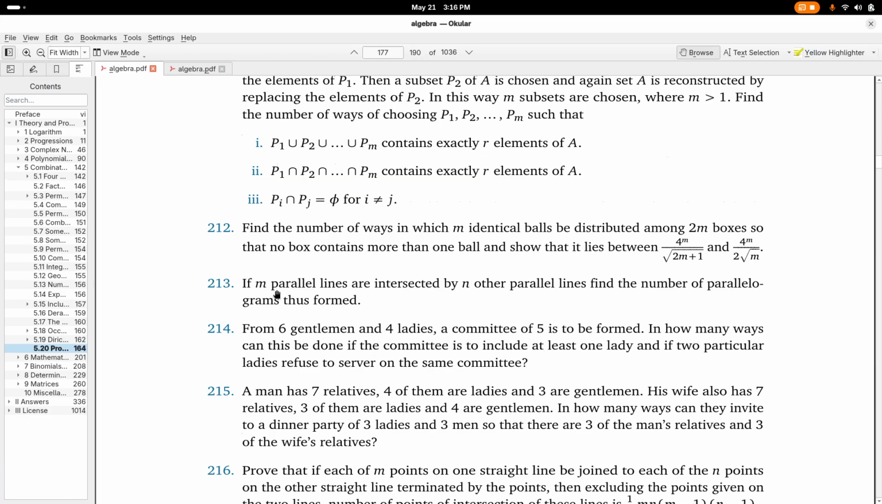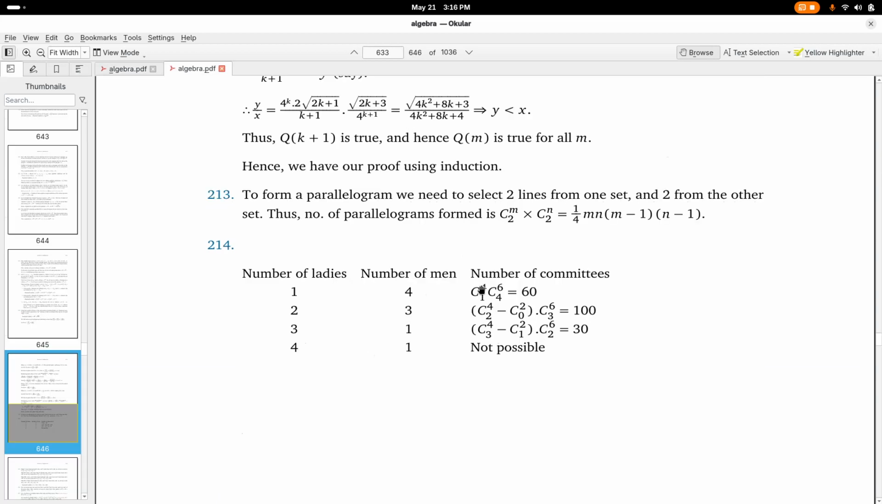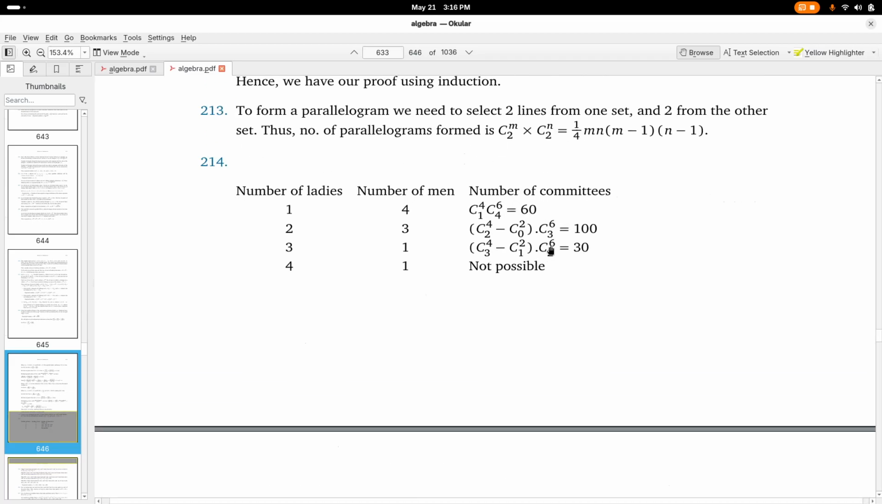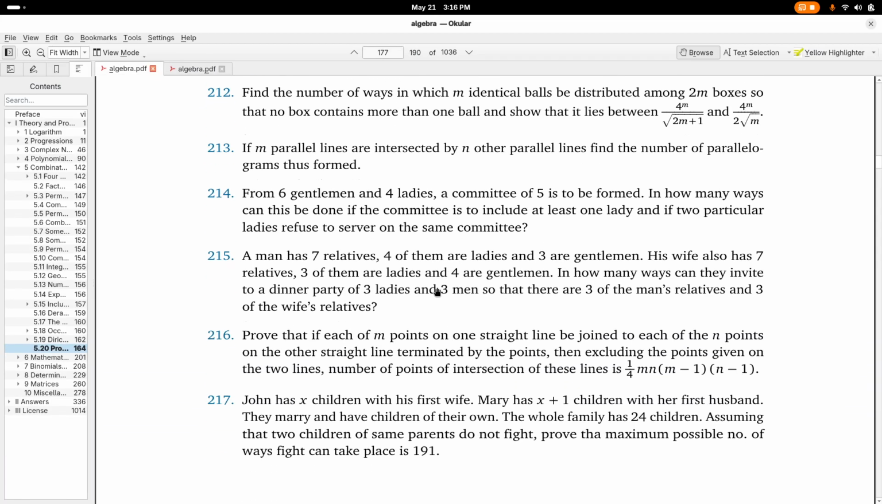Question 213 says that if m parallel lines are intersected by n other parallel lines, find the number of parallelograms thus formed. To form a parallelogram, we need to select 2 lines from one set and 2 from another. So the number of parallelograms formed is mC2 multiplied by nC2, that is equal to 1 over 4 multiplied by mn into m minus 1 into n minus 1. Very straightforward problem relatively. Now we move on to question 214.